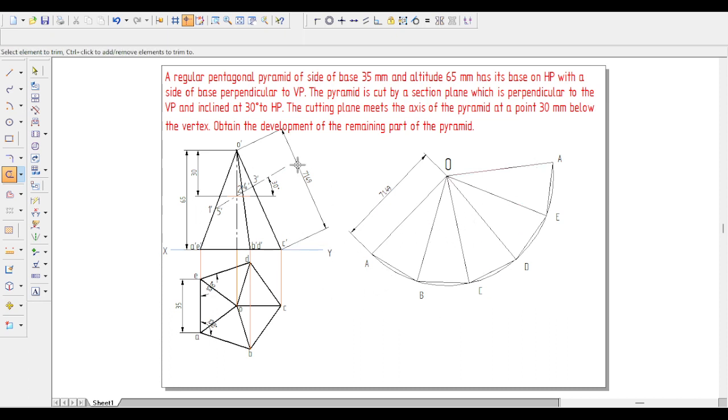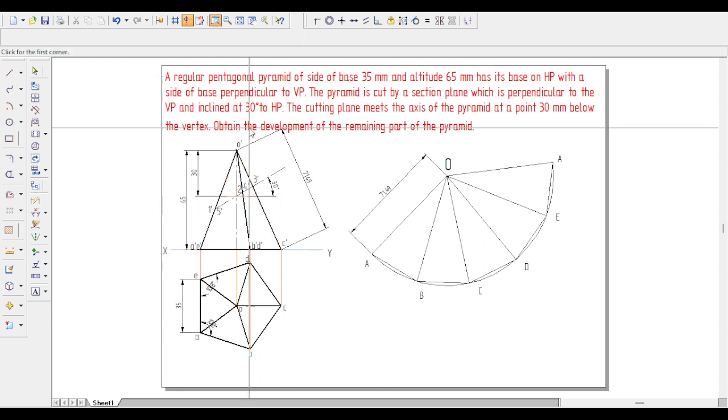Now, when the 30-degree cutting plane cuts this pentagonal pyramid, it cuts the respective slant edges at the points 1, 2, 3, 4 and 5, so these distances from the vertex O we need to mark over these slant edges. Before that, the true length only appears over O dash C dash, the slant edge which is perfectly parallel to the vertical plane. So only the points O dash and 3 dash are present over the O dash C dash slant edge.